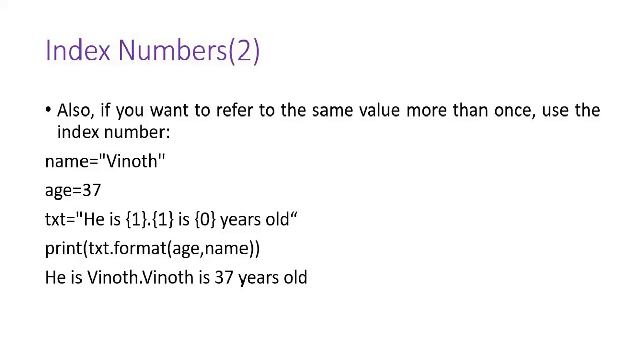Then the next one: if you want to refer to the same value more than once, you can use the index number. Say for example, name is Vinod, age 37, text is placeholder with index 1, again placeholder with index 1. So 2 times I am using it, and then another placeholder, years old. Text dot format, 2 things I am giving. One is age, this is for index 0, wherever 0 is there, this will go. Name is index 1, wherever I have used index 1, this will go.